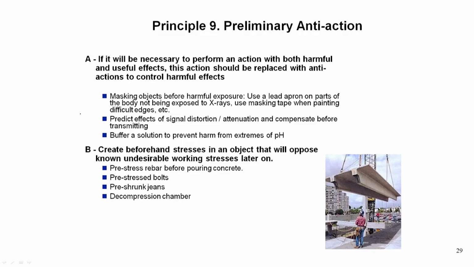Principle 9 talks about preliminary anti-action. So, if it is necessary to perform an action with both harmful and useful effects, this action should be replaced with anti-action, so that the harmful effect can be controlled. Masking objects before harmful exposure, okay, or predict the effects of a signal distortion and take care of it beforehand, or use a buffer solution to prevent harm from extremes of pH. And another possibility is also there, that is called creating beforehand stresses in an object, which is called pre-stressing.